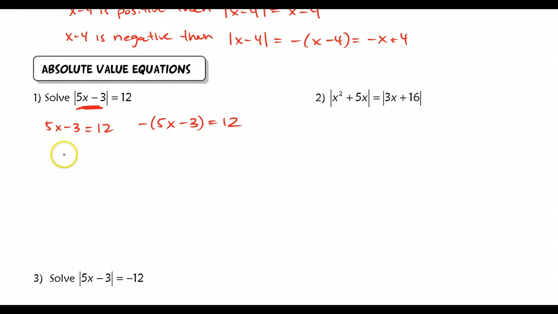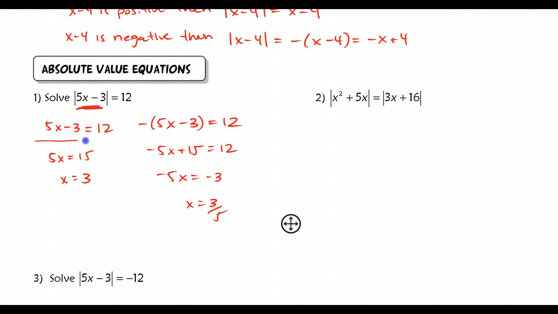And I solve these just like normal. So I have just a basic linear equation here, and I get two unique solutions. Okay, so again, you want to make sure you really understand this concept: you have one case where the inside is positive, you leave it alone. You have another case where the inside is negative, and you make it its opposite.